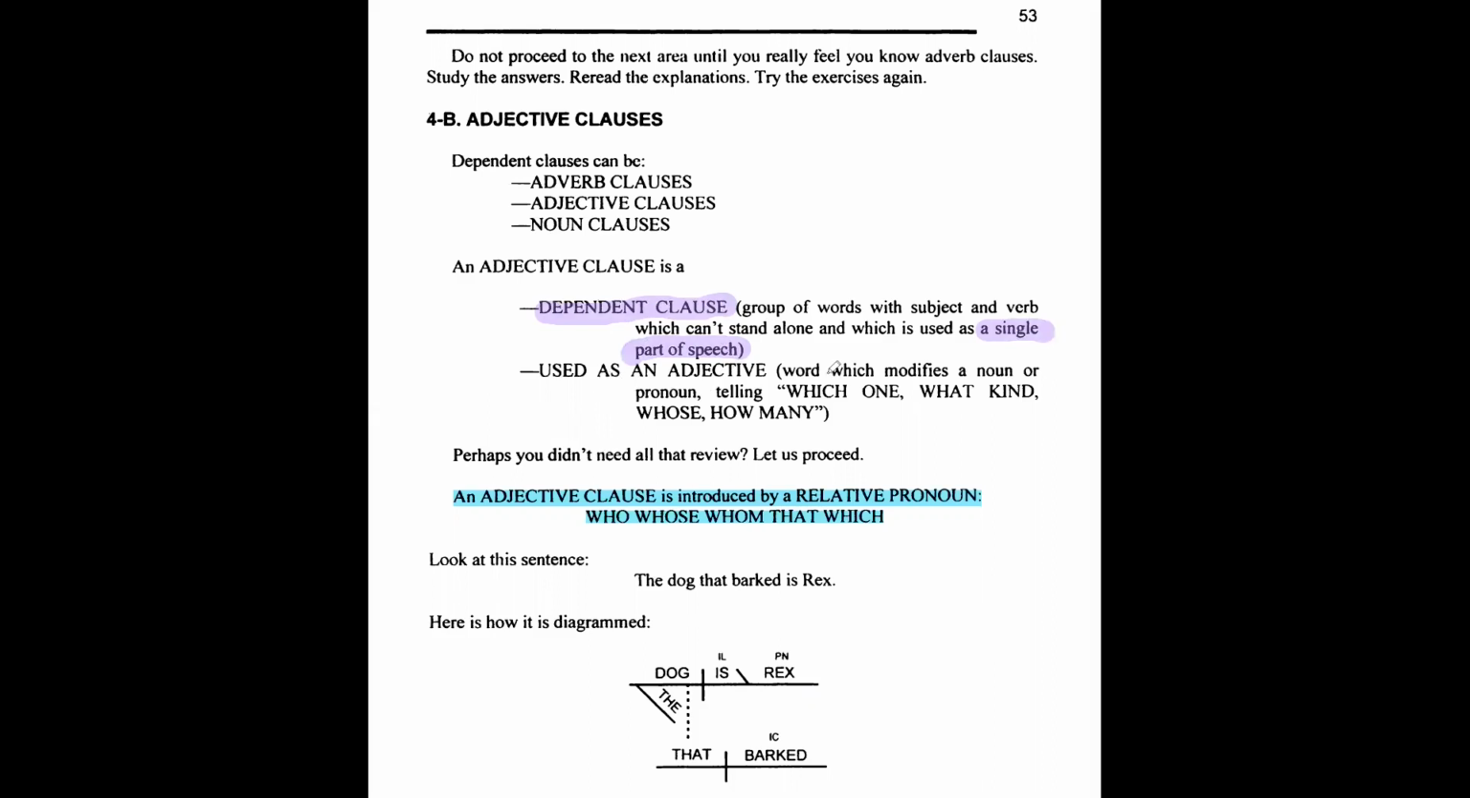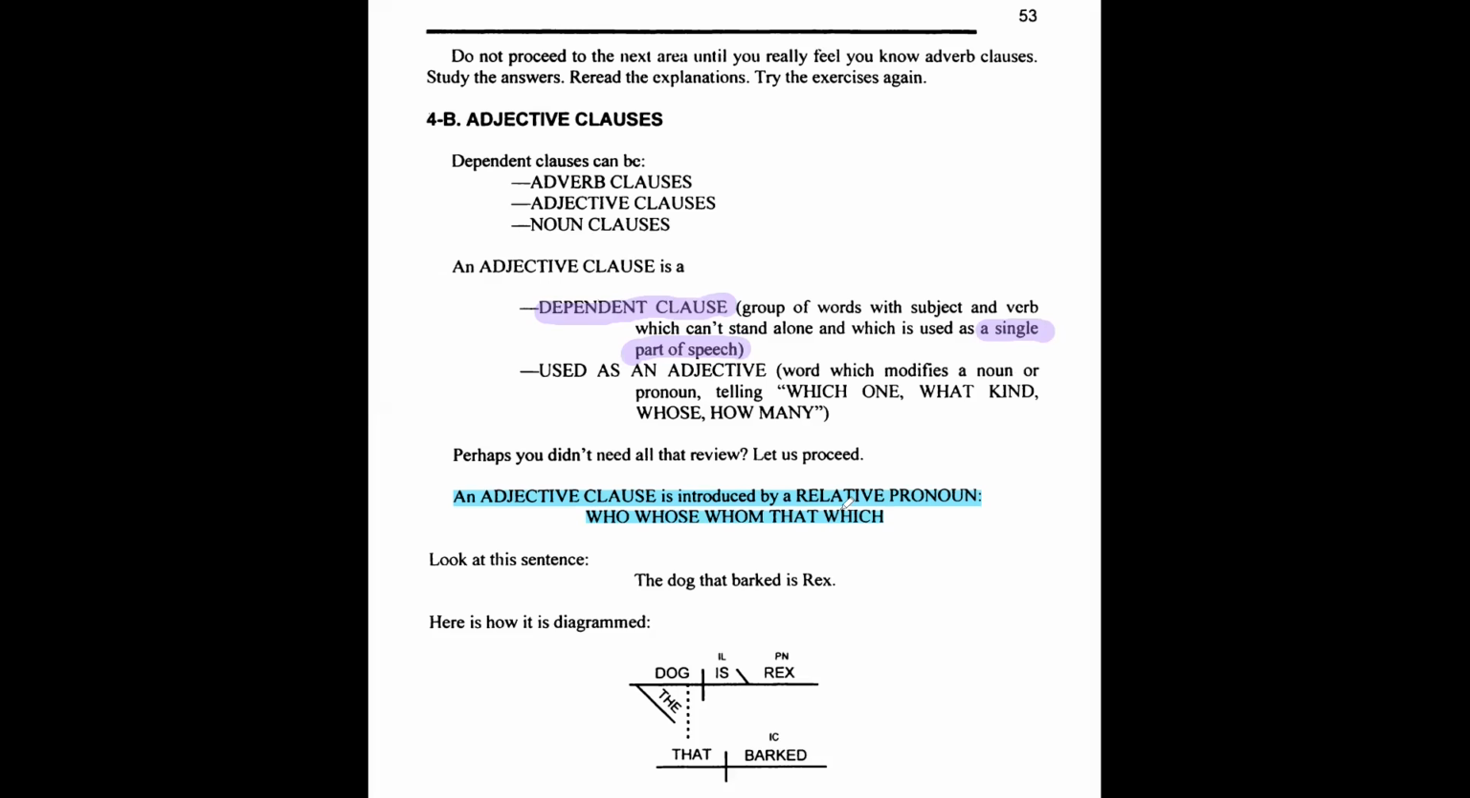So it's used as an adjective, a word which modifies a noun or pronoun, telling which one, what kind, whose, and how many. The adjective questions. Always remember the adjective questions. Now, the most important thing for identifying adjective clauses is what I've highlighted in blue. An adjective clause is introduced by a relative pronoun: who, whose, whom, that, which. These are the 5 relative pronouns. If you see one of these, 90% of the time you're going to see the beginning of an adjective clause.